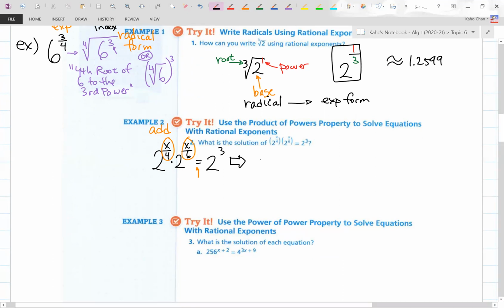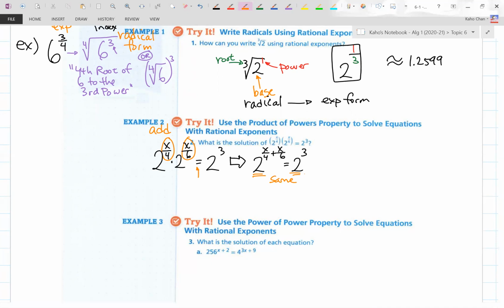That's just crazy. So here, it's going to be 2. We're going to add the exponents up there. X over 4 plus x over 6. I haven't done it yet. I just rewrote it like that, okay? Now here, I can make the problem look a lot better. Notice that the bases are the same. Using the one-to-one property of exponents, I can now ignore the bases and just concentrate on the exponents and set them equal to each other using the one-to-one property.